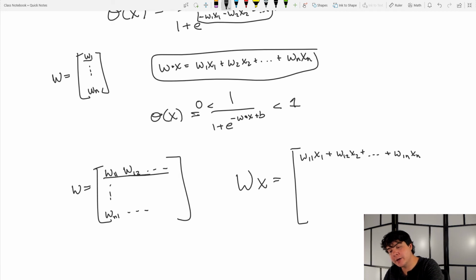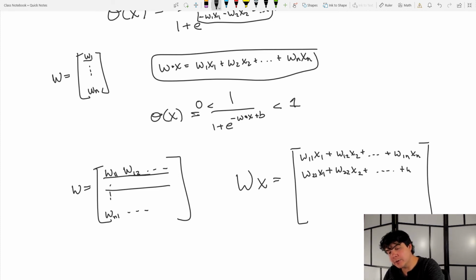Plus dot dot dot w1n xn. The next value in this output is just the second row dot product with the whole column of x's. So w21 x1 plus w22 x2 plus dot dot dot plus w2n xn. And you can do this at every single point. So the first row dot product with the column gives you the first value, this row dot product with all the x's gives you the second value, and you do that with every single row in the matrix.